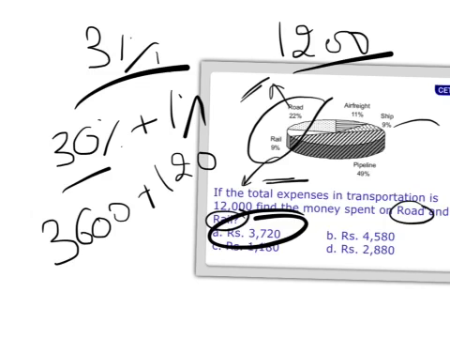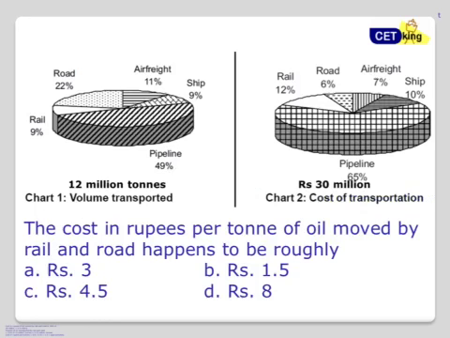So these are the two examples just to introduce you to what I mean by speed calculation, how you have to improve that, so that I can solve all these DI questions in half the time, because that's your main thing. So let's look at this question. The cost in rupees per ton of oil moved by the rail and road together happens to be roughly how much? Please pause the video and try to do it yourself.